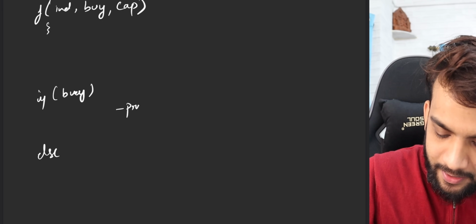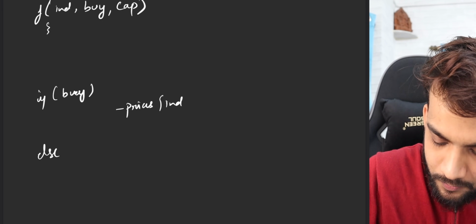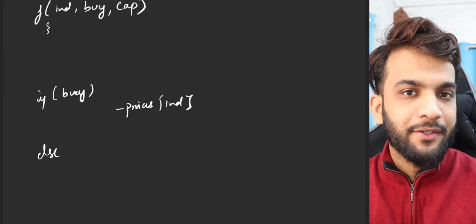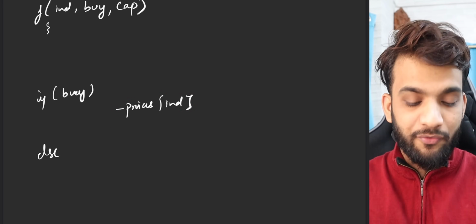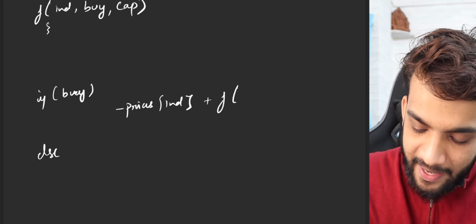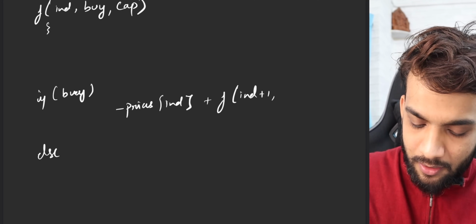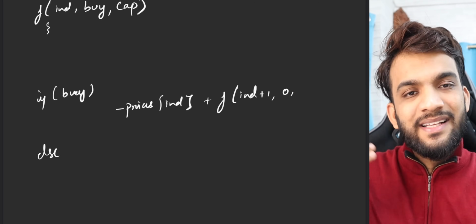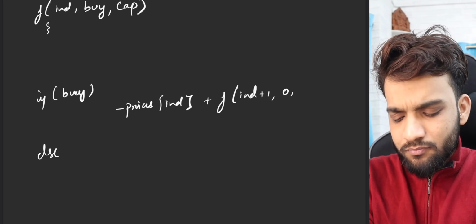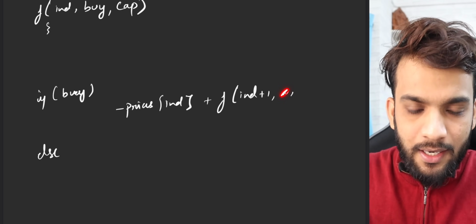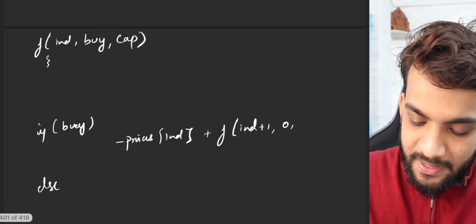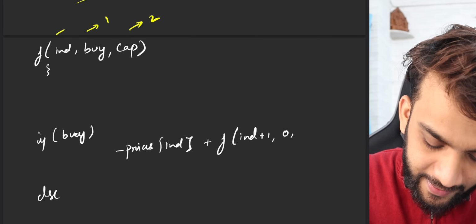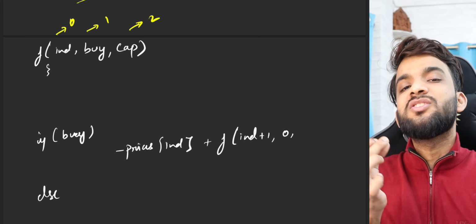I will say if I buy, this is what I lose out on to the market for sure, because this is the price that I'll give to the market. So that is gone from me. So minus prices of index plus F of index plus one, and I'm not allowed to buy. So zero. In the next step, I'll go and do a normal sell. The initial cap that you can pass is two, and buy will be one and index will be zero, where zero resembles day zero.